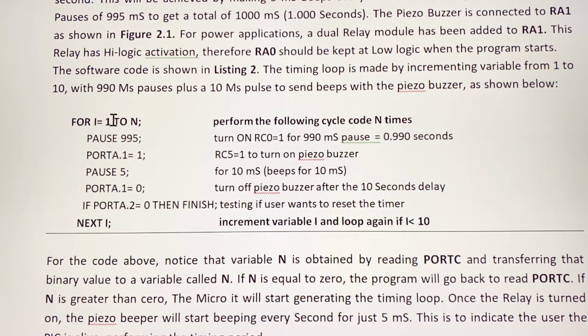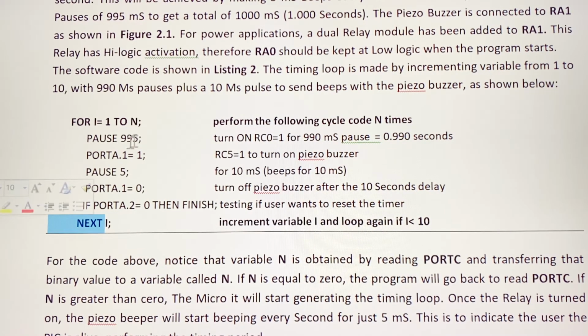So to create the pulses in the beeper, instead of making pauses of 1000 milliseconds, right here you can see a For Next loop. This is a For, this is a Next. For every For there must be a Next. So we increase 1 to variable I from 1 to n, where n is a maximum time that is programmed.